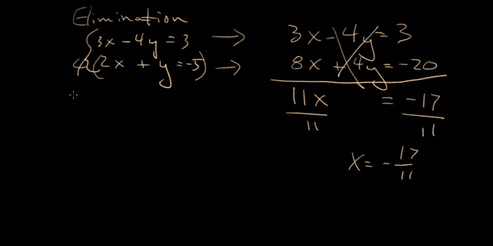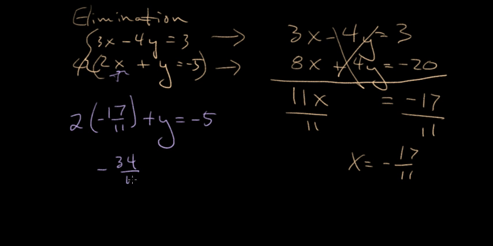Eek, says the student. I can't do fractions. Yes, you can. Watch. 2 times a negative 17 over 11, that's this right here, plus y equals negative 5. So 2 times a negative 17 is a negative 34 over 11 plus y equals negative 5. But if I want to change this to 11ths, I just multiply the numerator and the denominator by 11. So negative 5 is actually a negative 55 over 11, isn't it? Sure is. Trust me on this one.